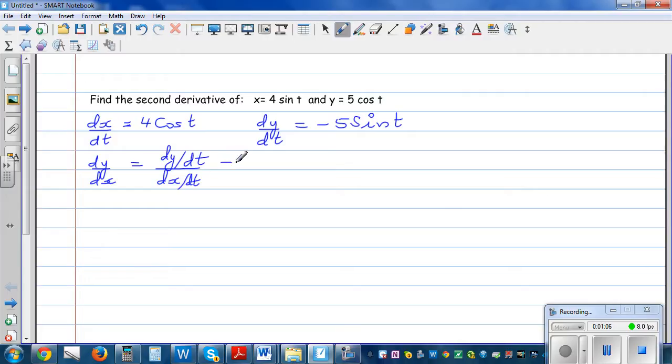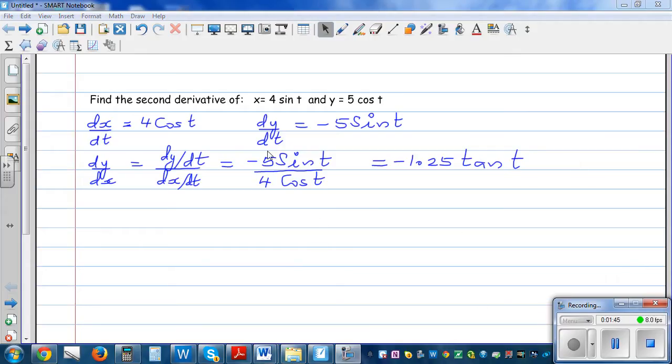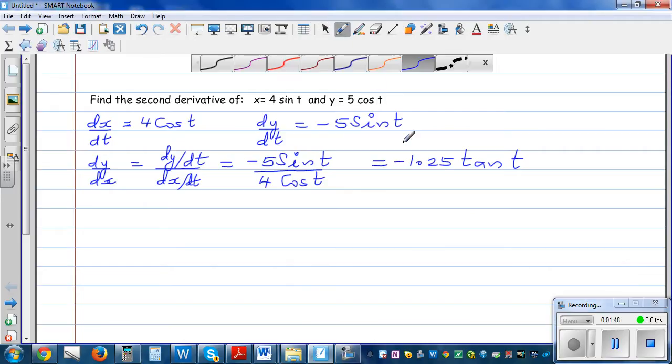Which is minus 5 sine t divided by 4 cos t. So writing this as a decimal, this is minus 1.25 tan t. Sin t divided by cos t is tan t. Okay, so dy by dx is minus 1.25 tan t. So we want to find the second derivative.